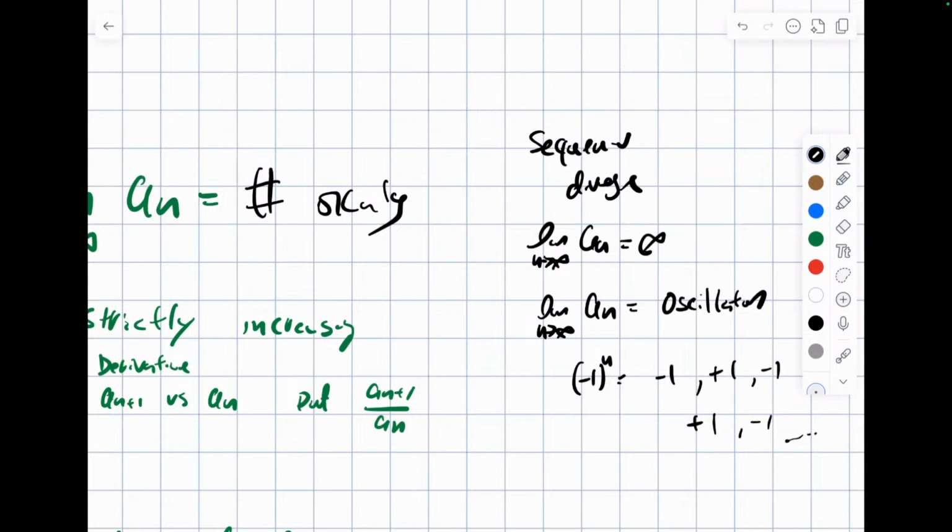So a sequence is different from a series. A sequence can go to a number. The only times it diverges is when it goes to infinity or when it oscillates. Yes, Armin? It's just okay. So there's a difference between sequence and series because we start with sequence.